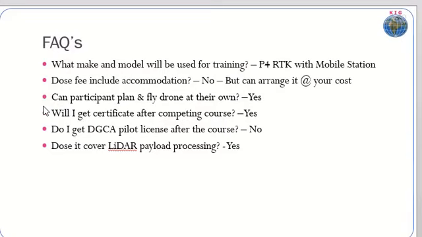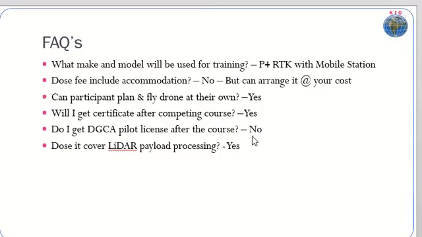Question: can participants plan and fly drone on their own? Answer: yes, the 5 days and 3 months courses include a practical flight for every participant, where today's course participants can see the demo on flying. Question: will I get a certificate after completing the course? Answer: yes, you get a certificate after completing the course.